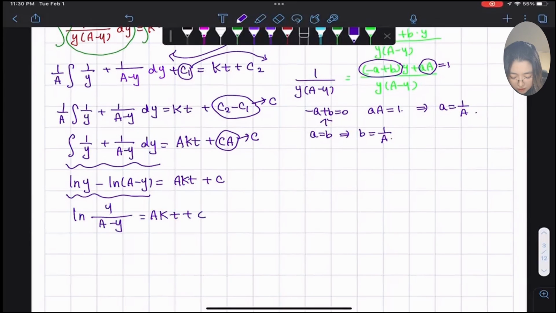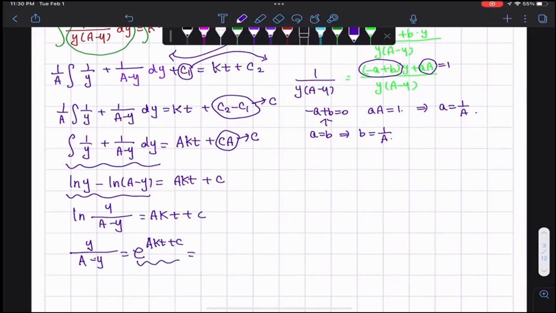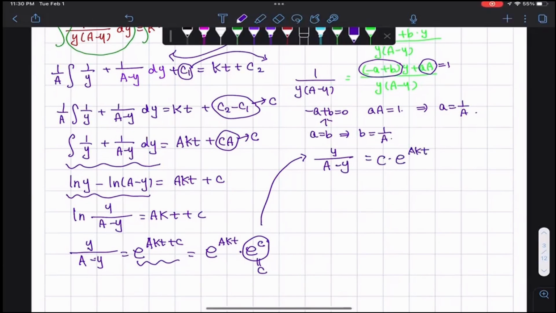To vanish ln, y over a minus y equals e to the power of akt plus c. Separate the latter part: e to the power of akt times e to the power of c. It is just the constant c. So I can rewrite y over a minus y as c times e to the power of akt. To find y, inverse this equation like this: a minus y over y is 1 over c times e to the power of akt.